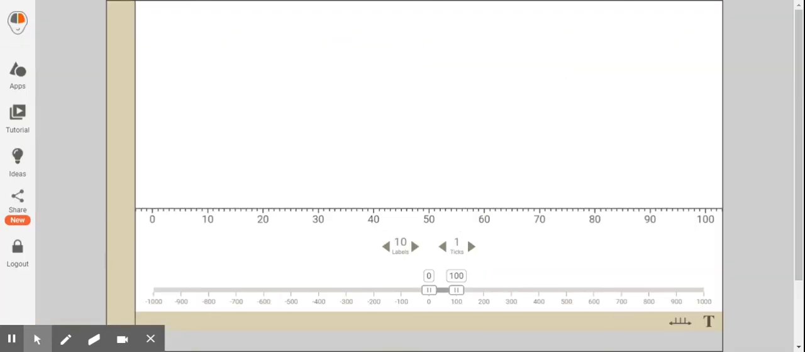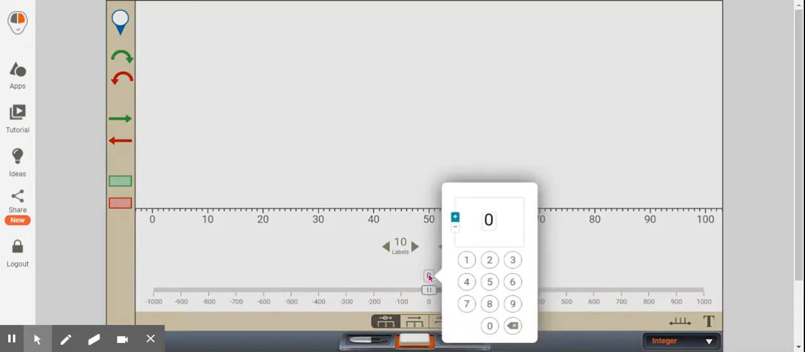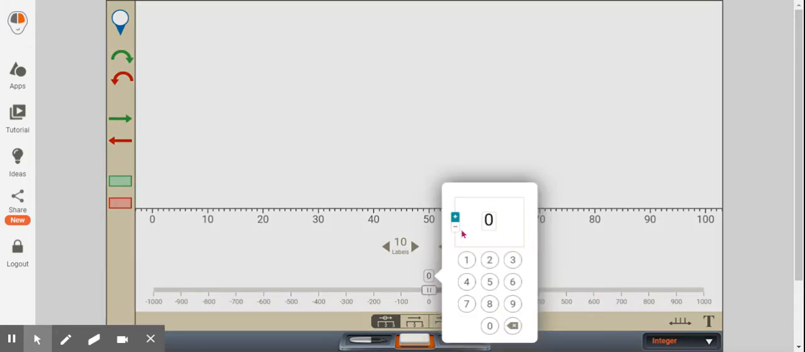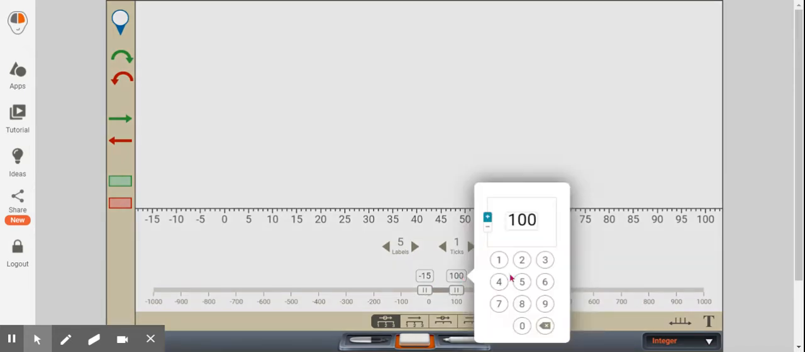Once you get to number lines, you're going to have to set it up a little bit. So down at the bottom, let's do -15. Click down here on the left slider. Instead of moving it around, click the little number and do -15. It's going to set up our number line. So now the left one is -15, and then the positive one, we don't need 100. Let's just do +15.